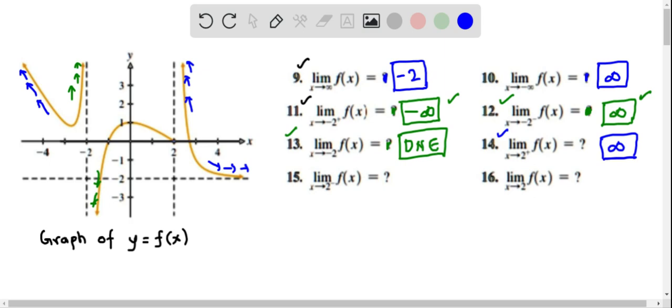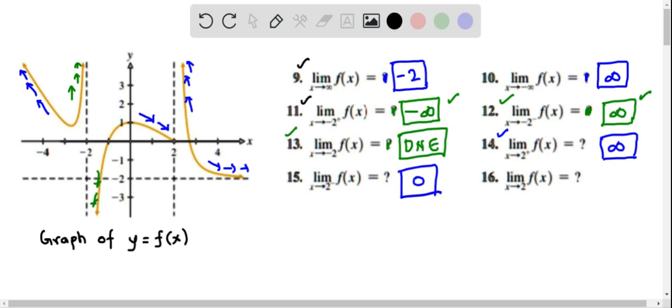And now in question 15, we find the left side limit of f of x when x approaches 2. So it is from this direction, x approaches 2 from the left. So f of x approaches 0. So the value of this limit equals 0.